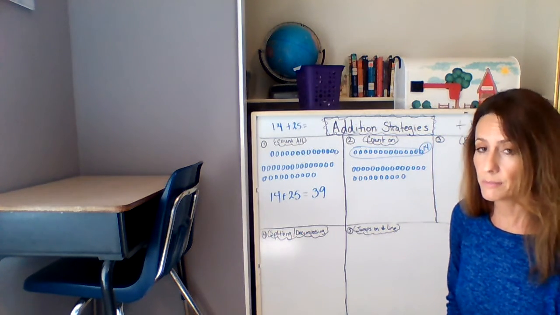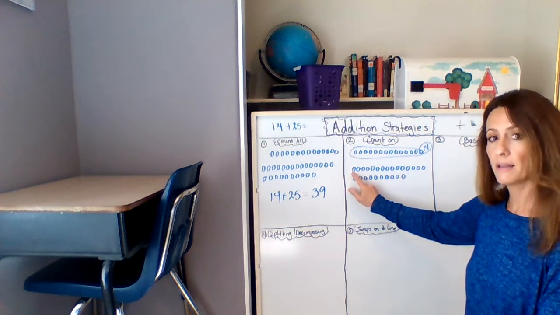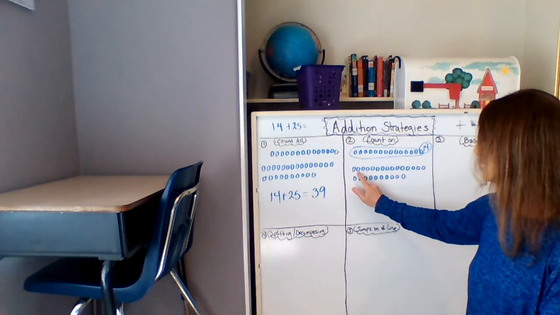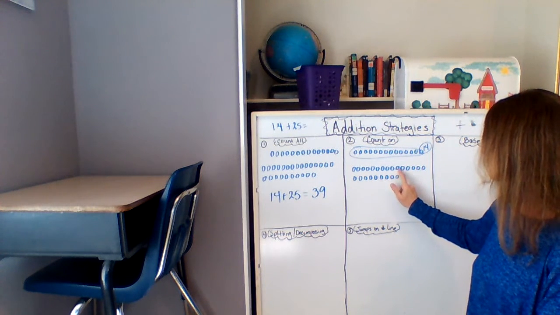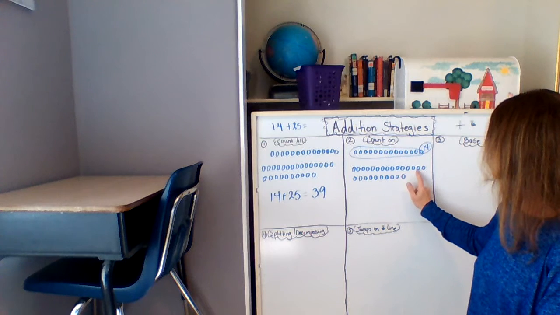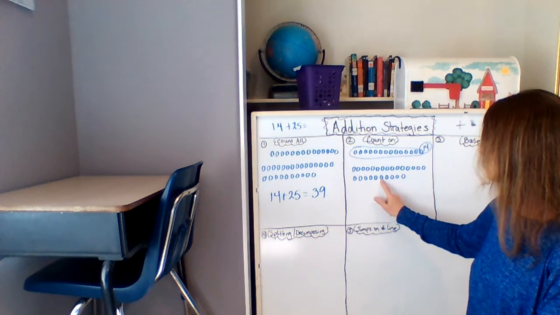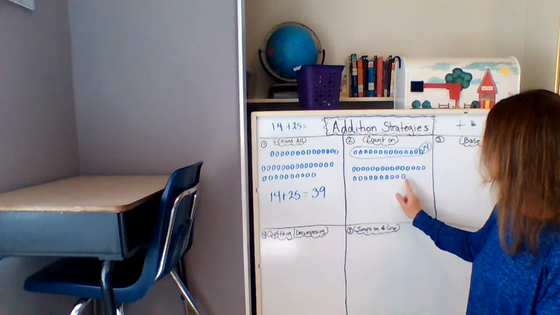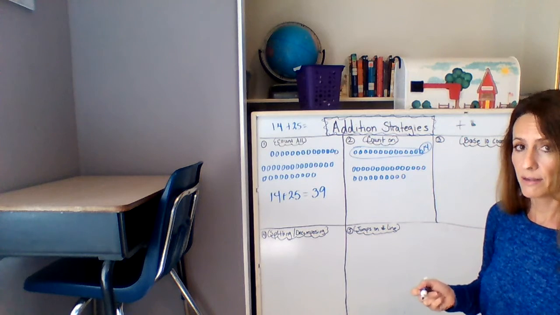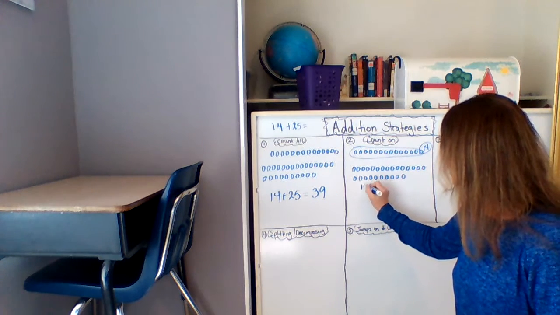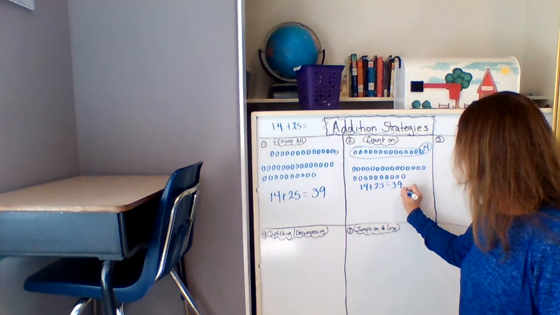14, I know what comes after 14. You can say it with me. This number must be 15, 16, 17, 18, 19, 20, 21, 22, 23, 24, 25, 26, 27, 28, 29, 30, 31, 32, 33, 34, 35, 36, 37, 38, 39. Okay, so I figured that out counting on. Again, 14 plus 25 equals 39.